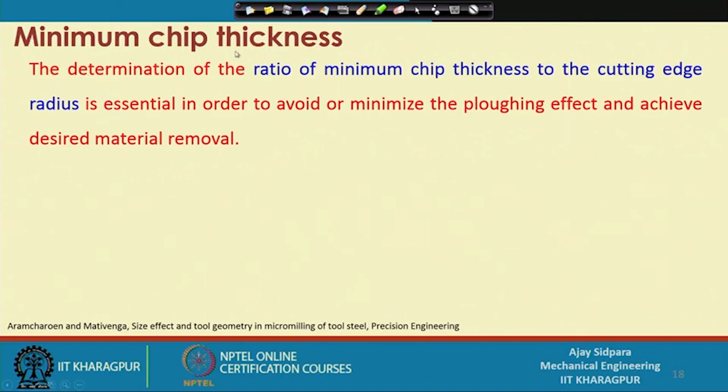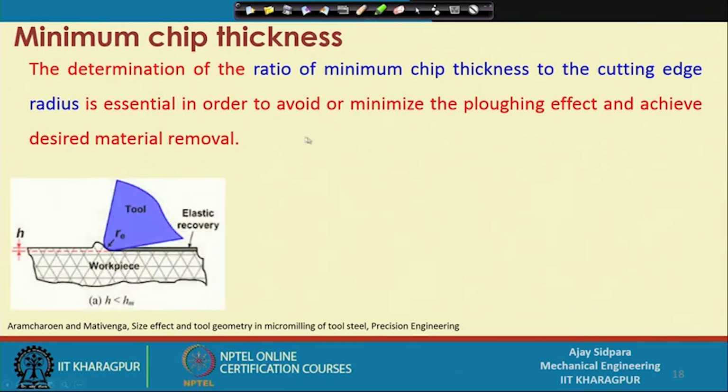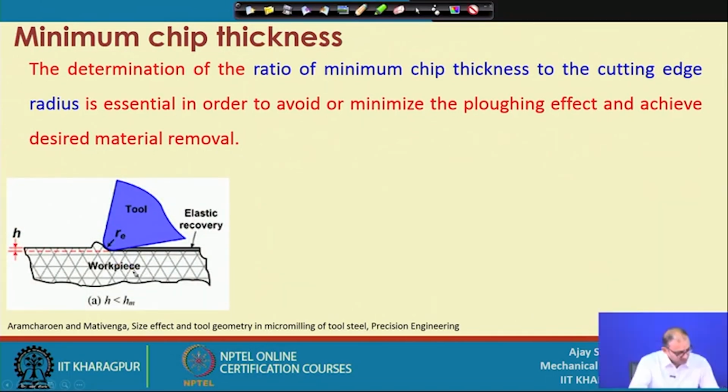We are constantly comparing these two parameters in the last many cases. So, the determination of the ratio of minimum chip thickness to the cutting edge radius is essential in order to avoid or minimize the ploughing effect and achieve the desired material removal. Let us see the first figure here. This is the minimum chip thickness required, the minimum required to get the material in terms of chip. So, this is called the minimum chip thickness.